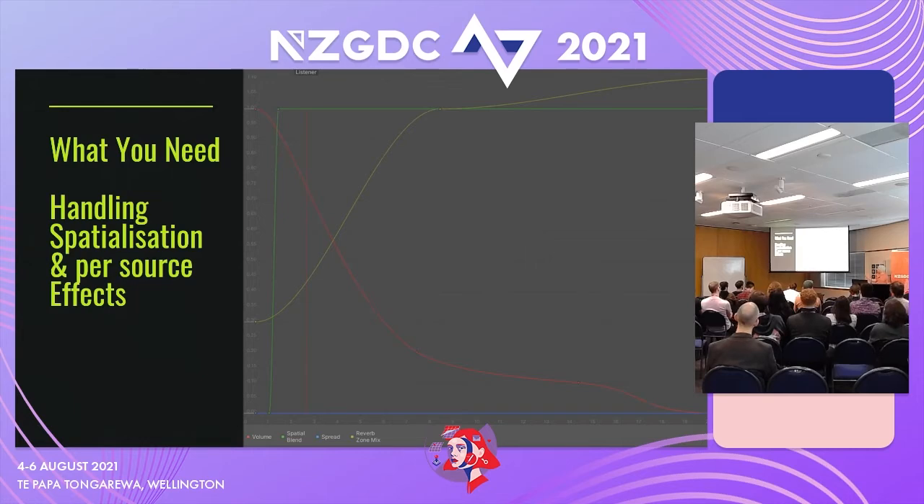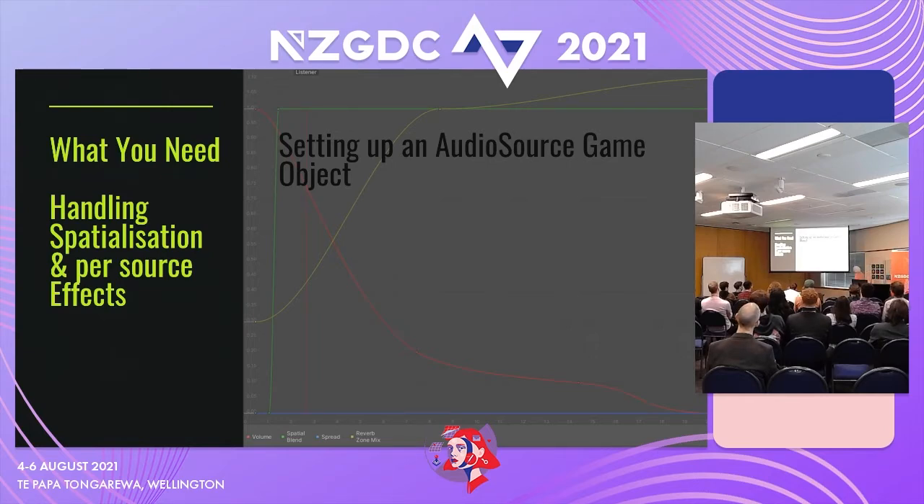Might power through this one pretty quickly. Setting up an audio source game object. So this is the spatialization curve for the audio source. You've got four different things: volume, spatial blend, spread, and reverb zone mix. And they're actually quite powerful, and you can apply these all with curves. But you can't save this data anywhere to apply it somewhere else.